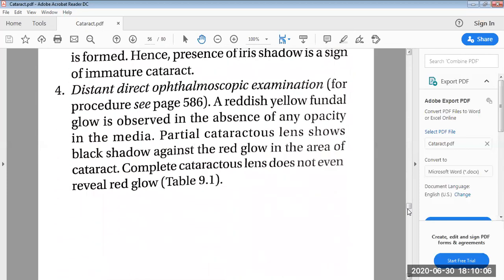Then the next examination is the distant direct ophthalmoscopic examination. A reddish yellow fundal glow is observed in the absence of any opacity in the media. Partial cataractous lens shows black shadow against the red glow in the area of cataract. Complete cataractous lens does not even reveal red glow.